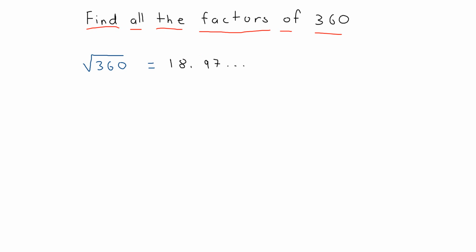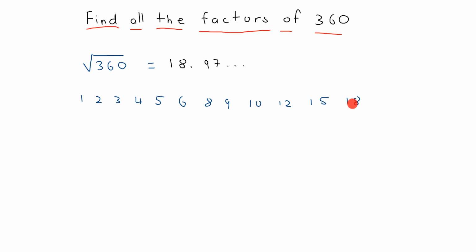So let's write them out. 1, 2, 3, 4, 5, 6. Oh, feels like every number's a factor, but not 7. 8, 9, 10, 12, 15, and 18. And you're going, okay, well, why am I stopping at 18?